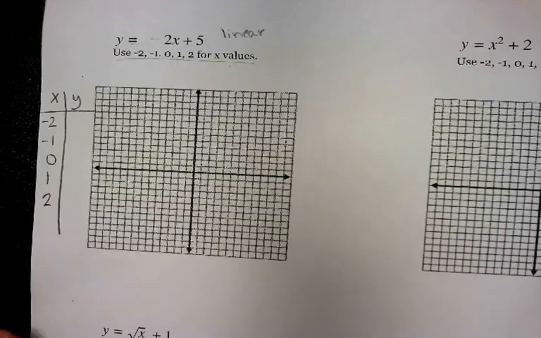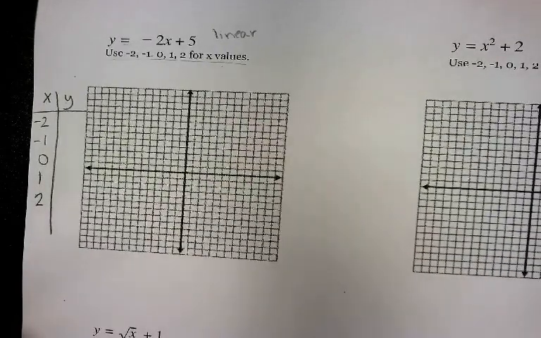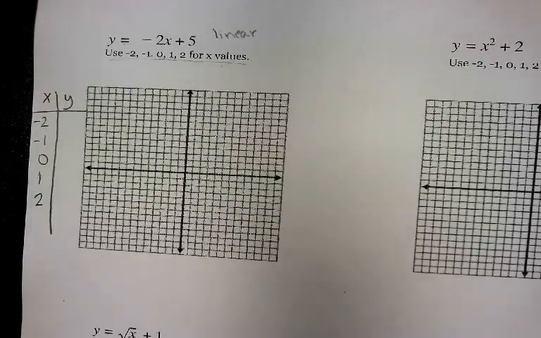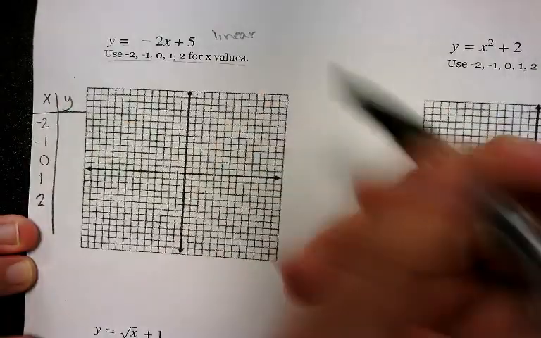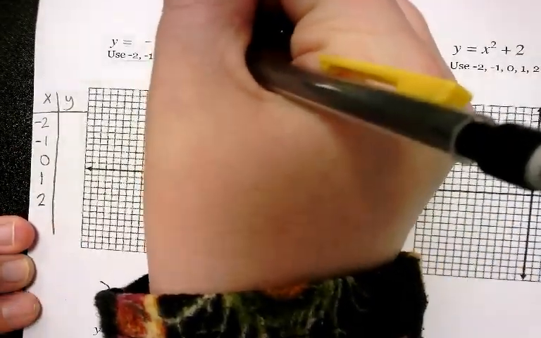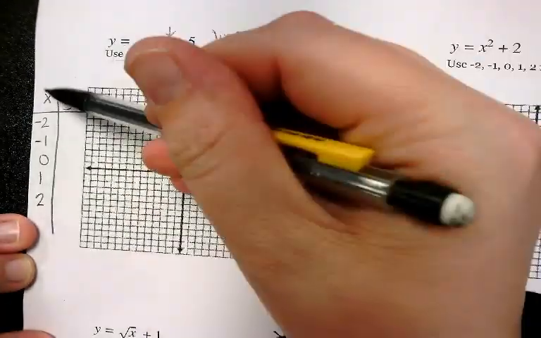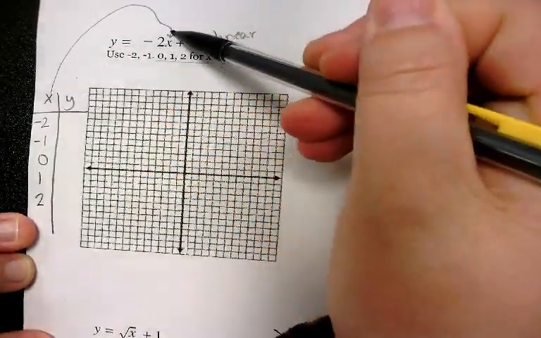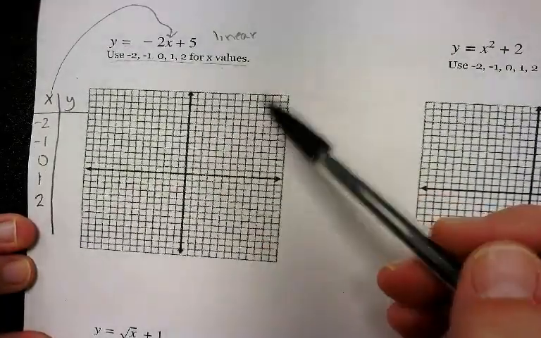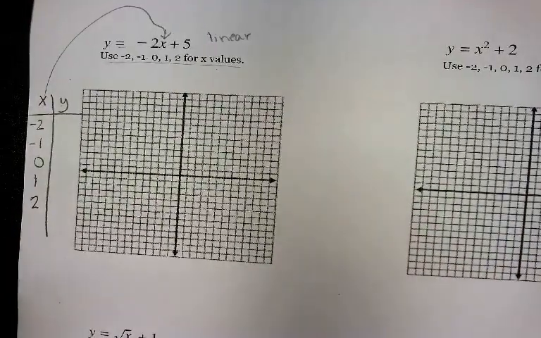All right, so looking at this, I have the equation y equals negative 2x plus 5. What you are going to do is replace this x right here with these x values right here to figure out what your y is. Remember, x is our input. When we put it in, that is our output.